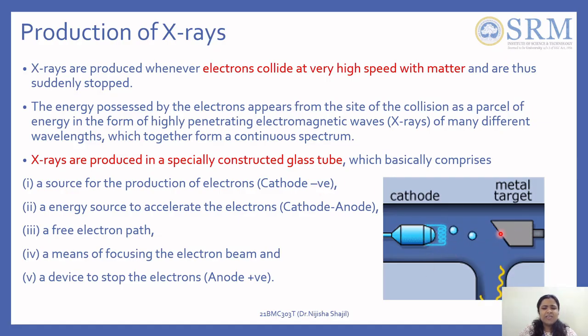You are increasing the speed of the electron by creating a potential, and once it goes, there is no place for it to go, so it bombards this metal target. When it collides, it doesn't have any other place to go. That energy has to get converted. It gets converted in the form of X-rays. Very, very simple concept.